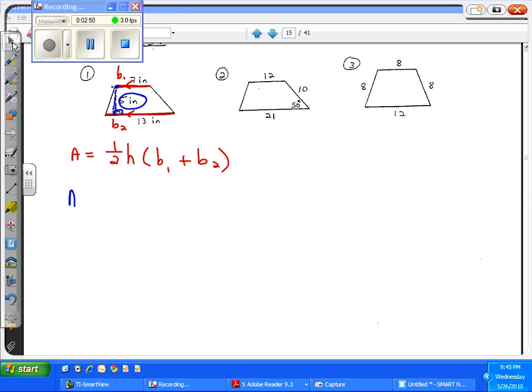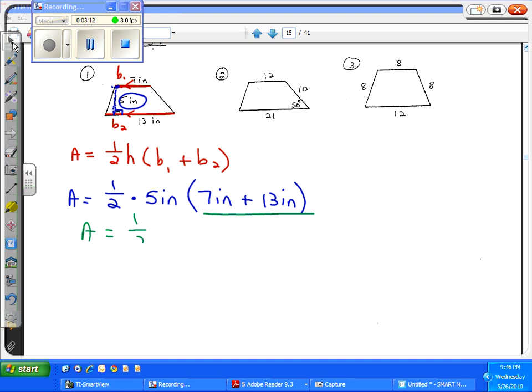5. So we're going to have area is equal to 1/2 times the height, which is 5 inches, times the sum of the bases, upper base 7 inches, lower base 13 inches. We're going to go ahead and do what's in the parentheses, find the sum of the bases. So we get 1/2 times the height, 5 inches, times the sum of the bases, 20 inches. When you add, the name stays the same, inches.